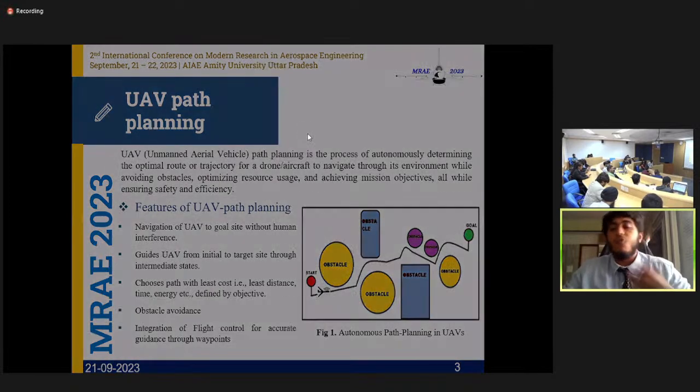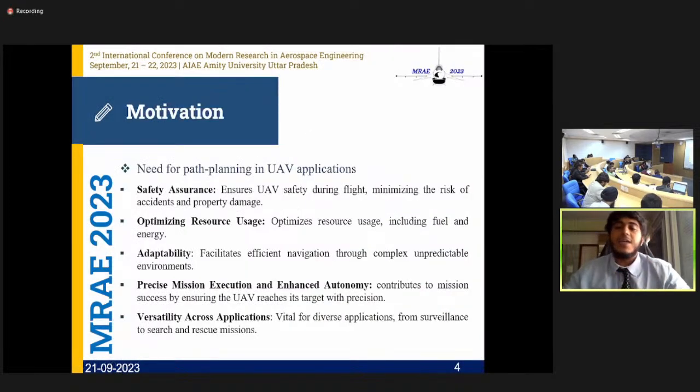Now, why is path planning so important in UAV applications? Firstly, it ensures safety while minimizing the risk of accidents during flight. Secondly, it optimally utilizes all resources to achieve the mission objectives. Thirdly, it is adaptable in complex environments and helps in precisely completing the task because you can take decisions in real time. Lastly, it can be employed in a lot of applications.